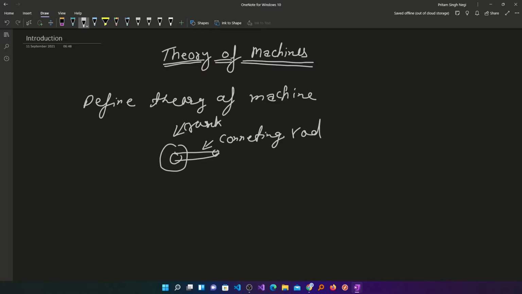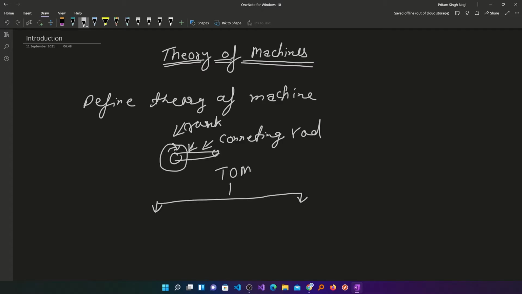And we also study the forces that act upon these two parts. Obviously there will be a torque acting on this crank, which is rotating at a particular angular velocity or maybe a varying velocity. So we study motion as well as force in theory of machine. If we talk about the subdivisions, theory of machine can be divided as follows.